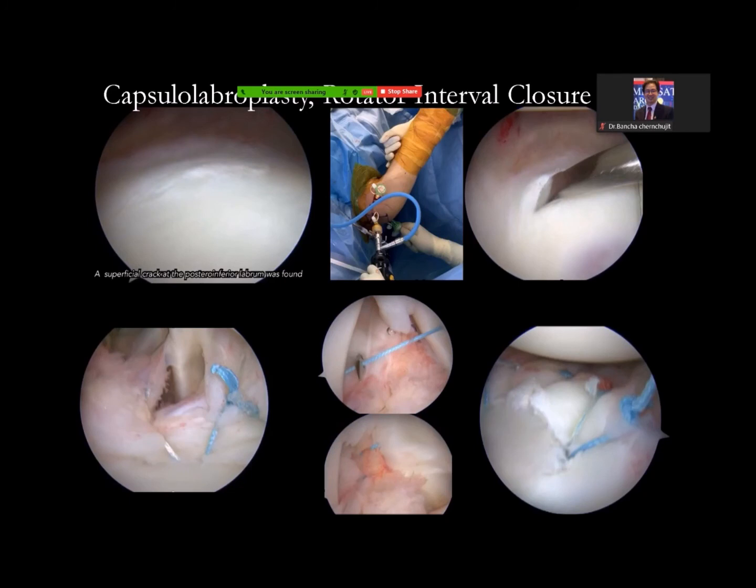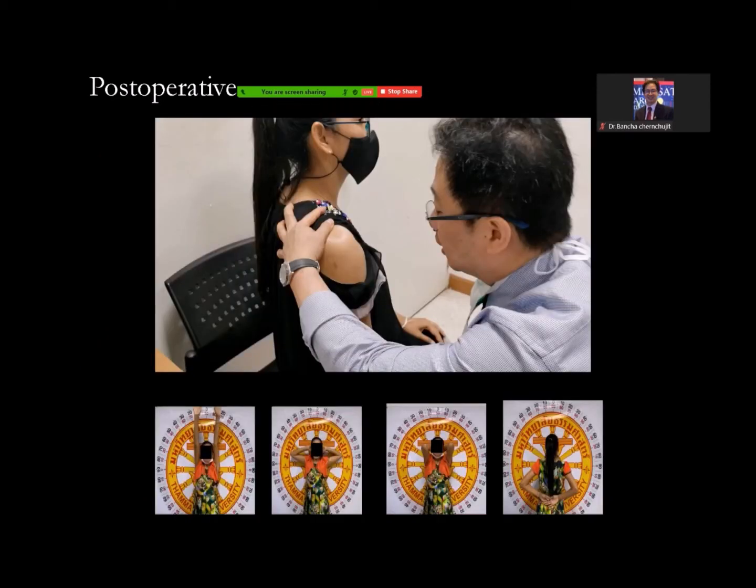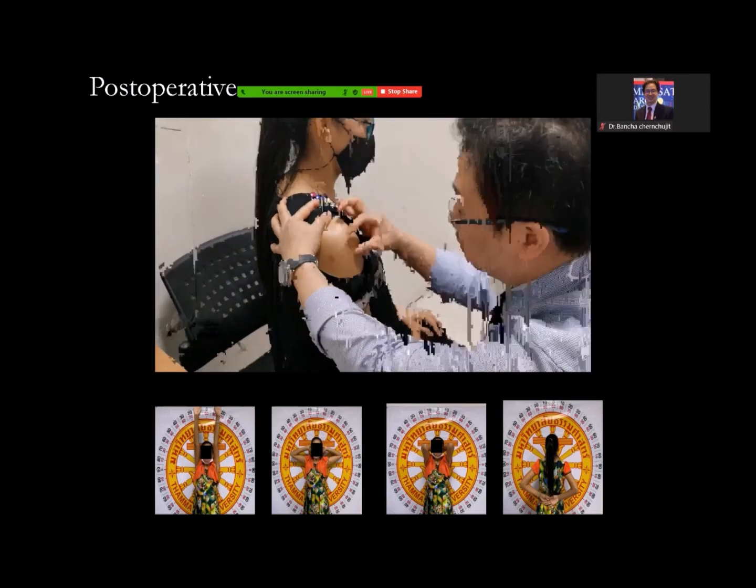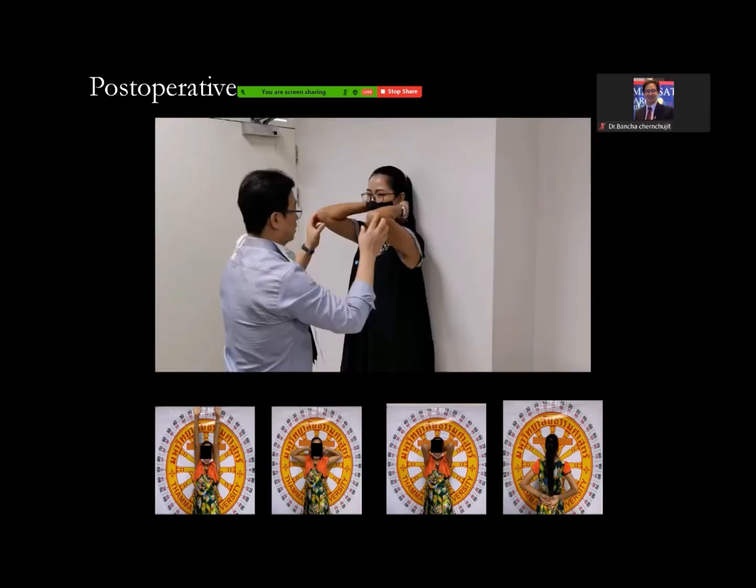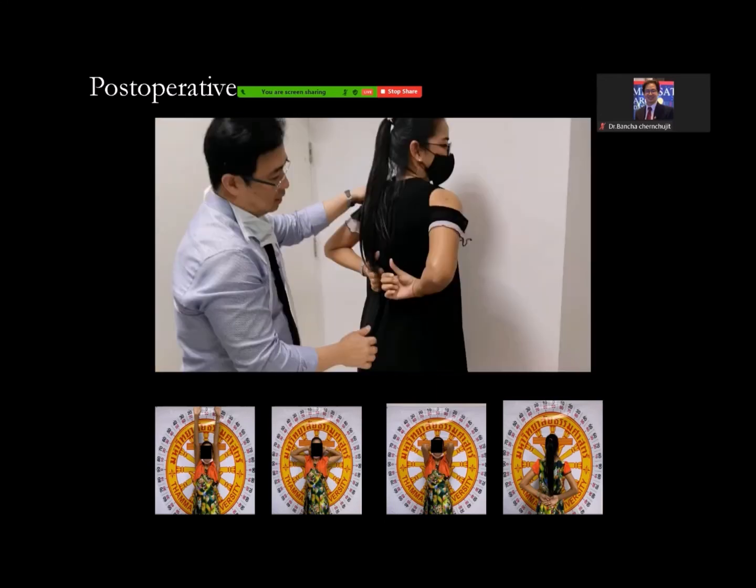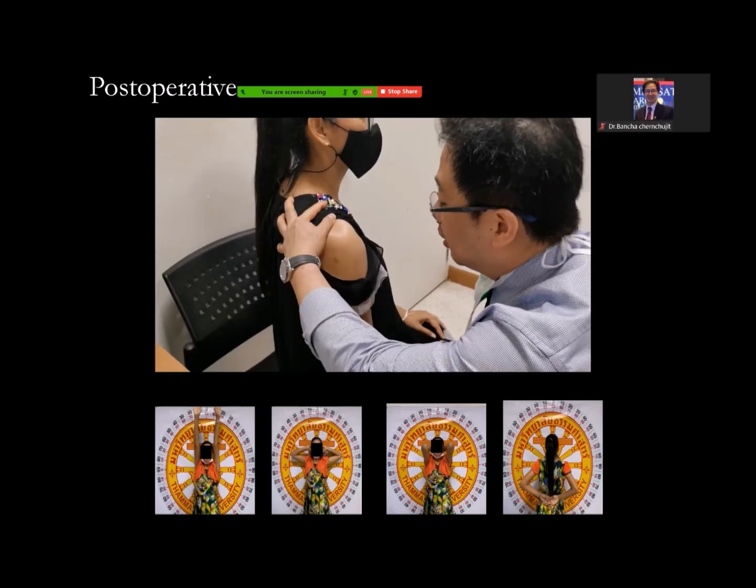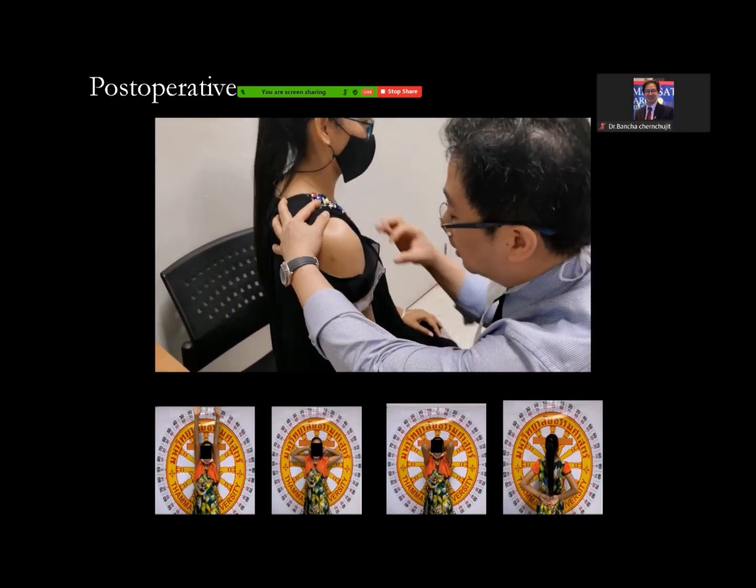After the surgery, even though we repaired the capsule very tight, the patient is getting much better, and the sulcus sign is becoming better. She had full range of motion after surgery, and she's quite happy with the result. This is about 4 months after the surgery. We never have a single patient that has stiffness after the surgery, even if we do a very pancapsuloplasty.